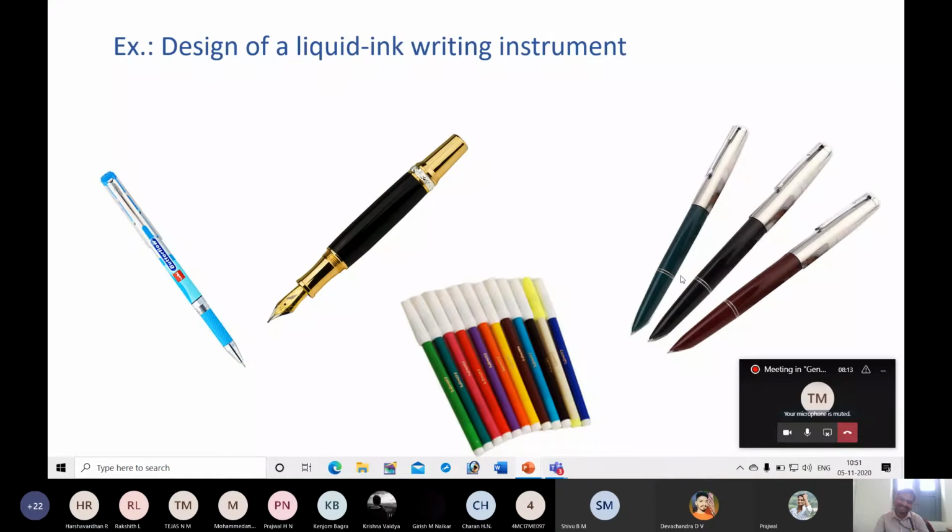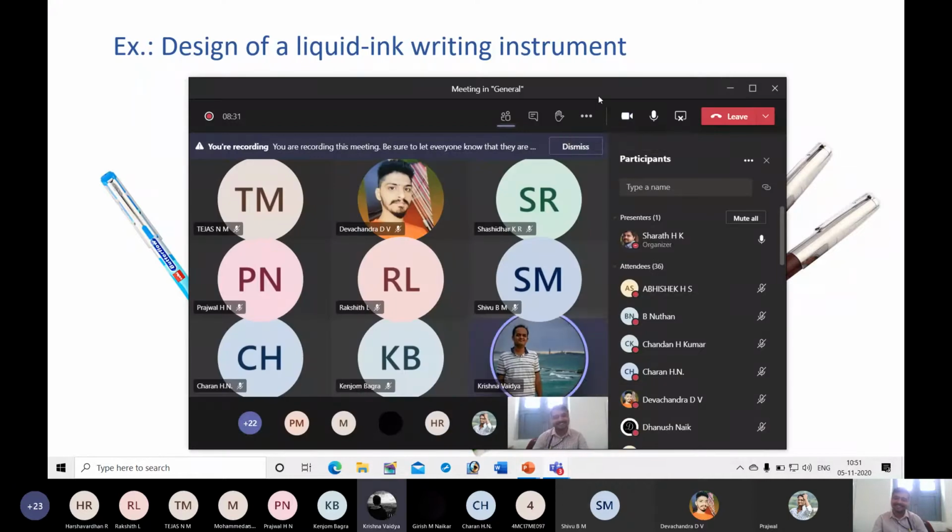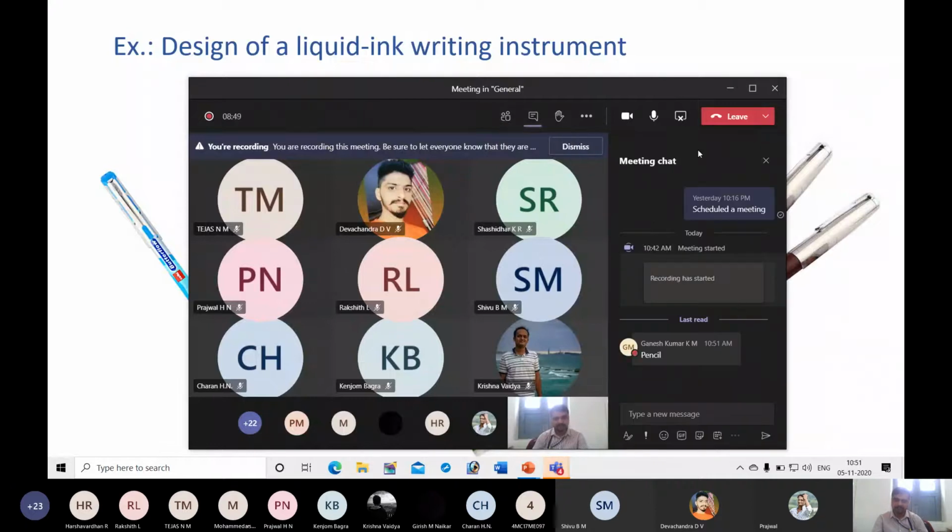This is a Euro pen. So generally we have seen various types of liquid ink writing instrument. If these are called liquid ink writing instruments, then which is the solid writing instrument? Chalk piece. Pencil. Those are the solid writing instruments, whereas most of the pens, sketch pens, are liquid ink writing instruments.